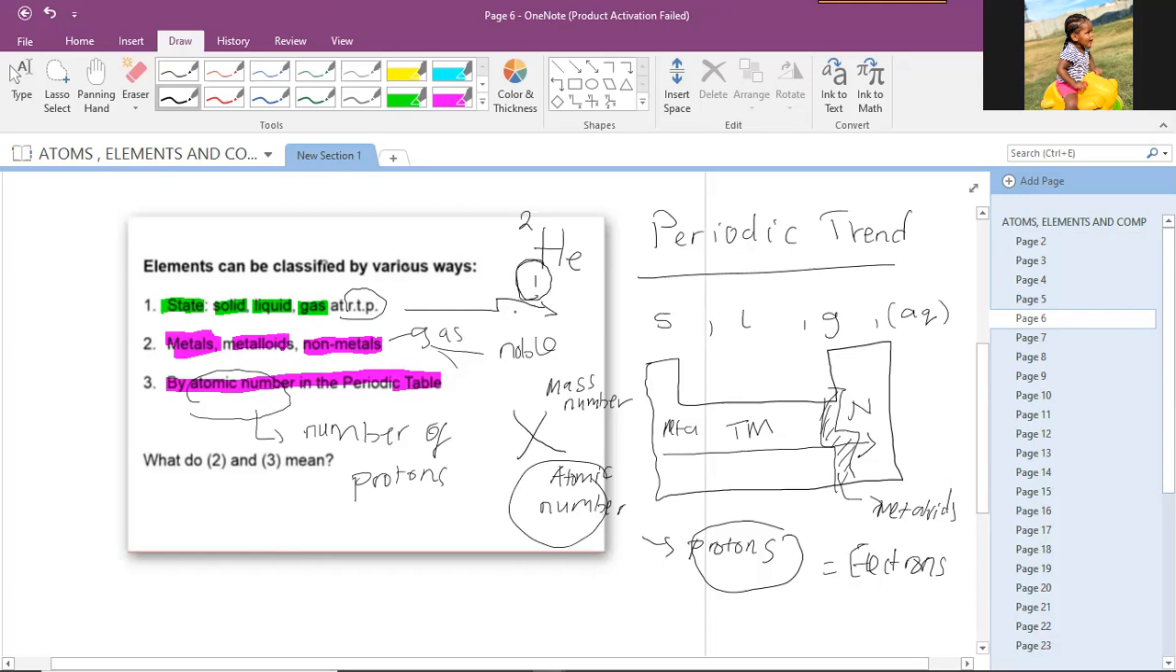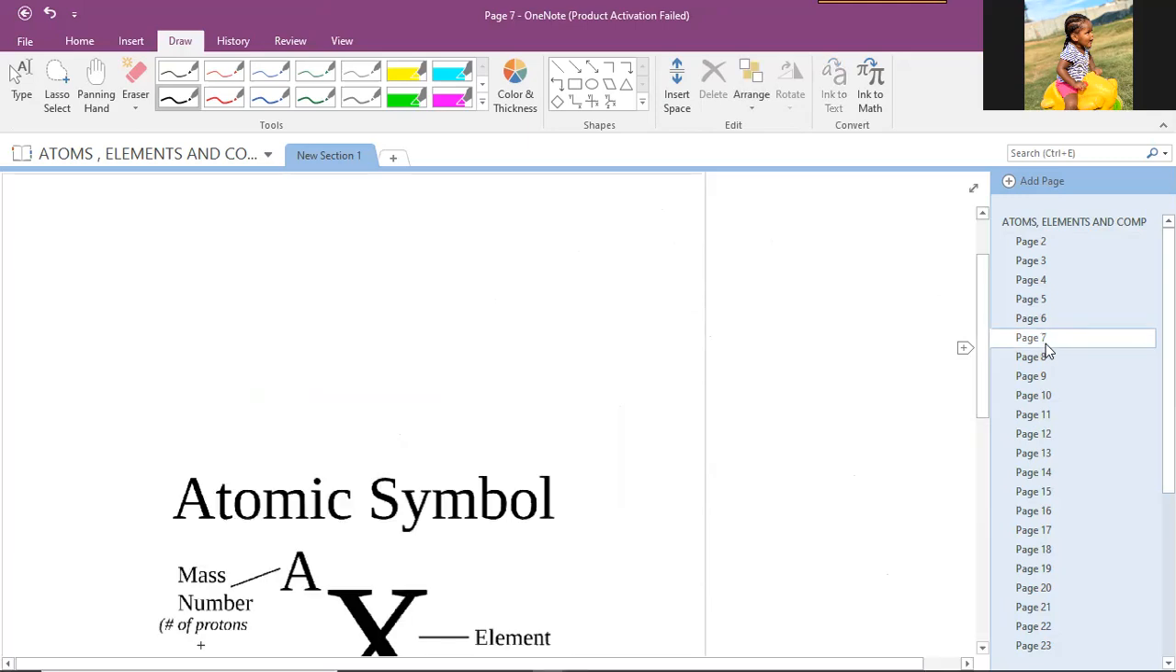No wonder if you want to define isotopes easily, you can say atoms of the same element having the same atomic number, but the mass number can change. What's inside the atomic nucleus can change. You're going to be able to understand all these concepts as we go further with the topic.